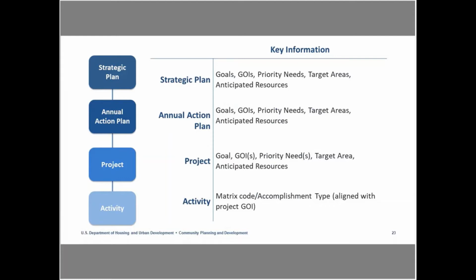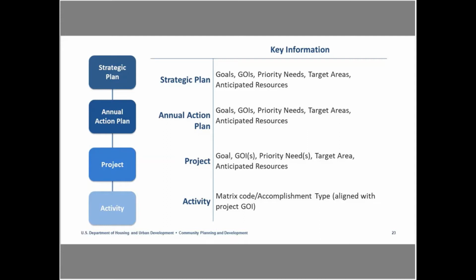So to understand how you can align the information in your strategic plan all the way down to a specific activity, we can start by looking at the pathway from the strategic plan straight down to a single activity. The visual on the slide outlines the key pieces of information that should be aligned from the strategic plan down to the activity. And as you move further down the slide, this information is becoming increasingly more specific until you get to the activity level.